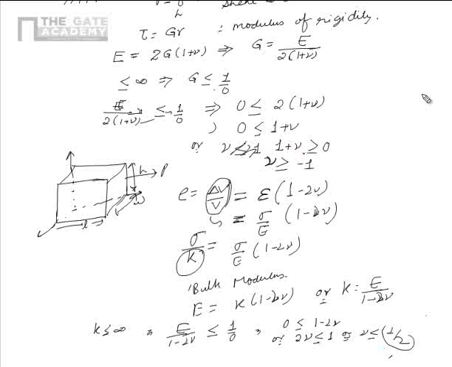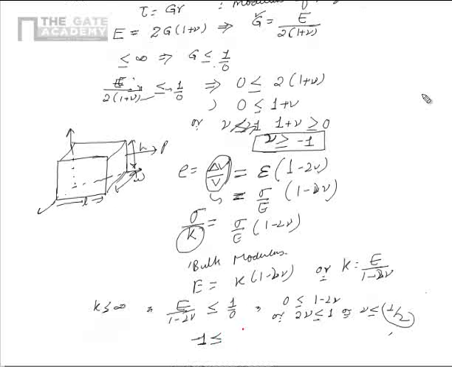From the relationship of E and G, we had seen that the Poisson's ratio has to be more than minus 1. So it forms a kind of range which says minus 1 should be less than or equal to nu, which should be less than or equal to 0.5. Now materials which have Poisson's ratio close to 0.5 are known as incompressible materials. For example, rubber, that's a very incompressible material. Its value of Poisson's ratio is close to 0.49.